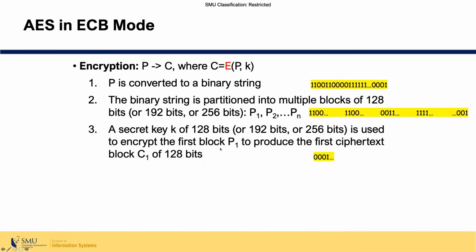Next, the secret key K is used to encrypt the first block, P1, which will produce the first ciphertext block C1. And this encryption will also ensure that the resulting ciphertext block C1 has the same size as that of the key K, and of course the same as the block P1.